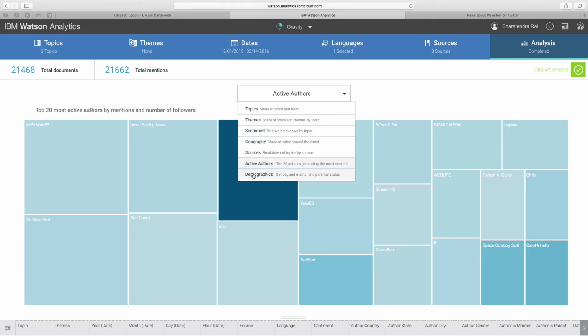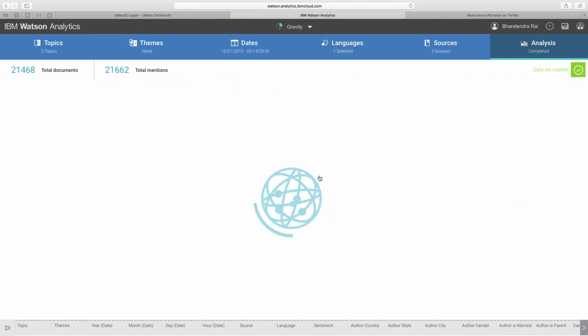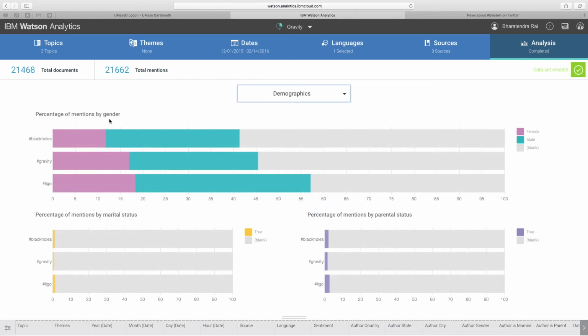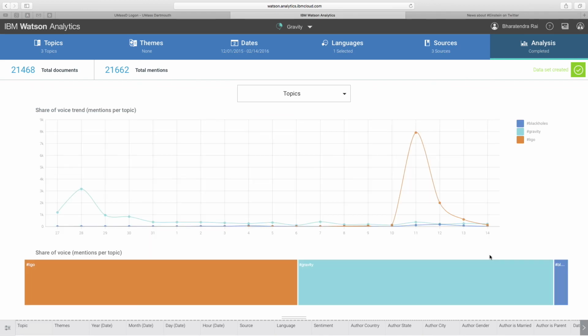You can also look at demographics like gender or marital status. So the gender of the people who have been involved in these discussions, especially on Twitter, because most of them are on Twitter. We can see that this pink color is for female and this is for male, and where we do not have data, it is blank. Marital status, generally they don't indicate, so mostly what we see is blank. Same thing for parental status.